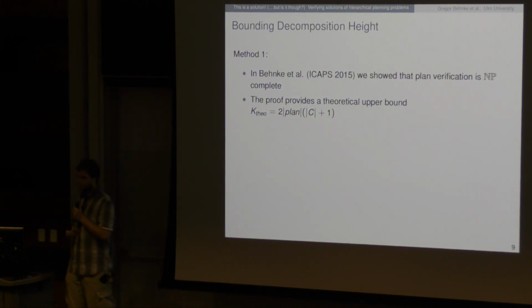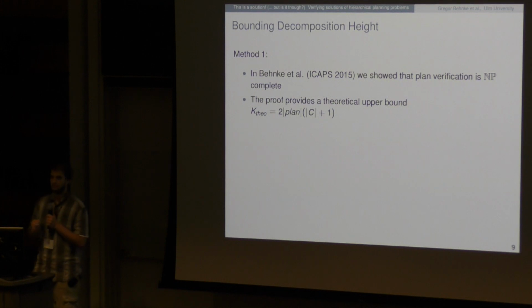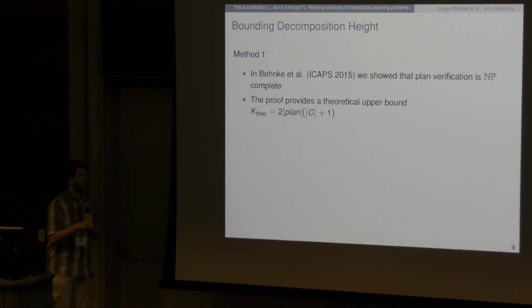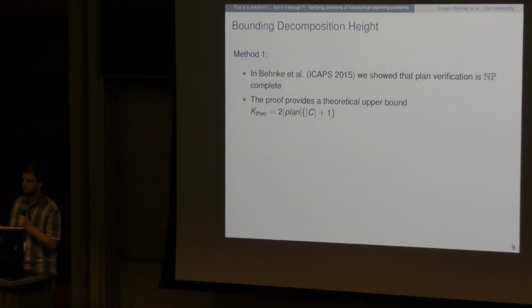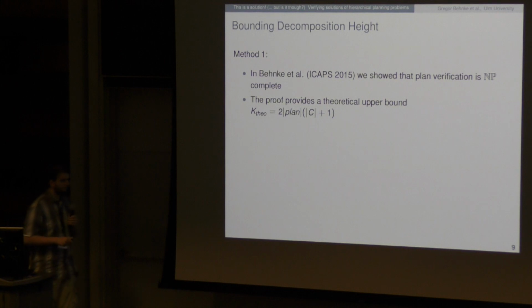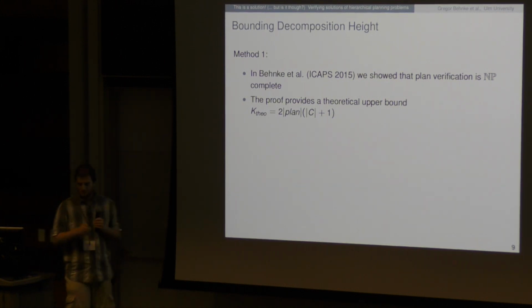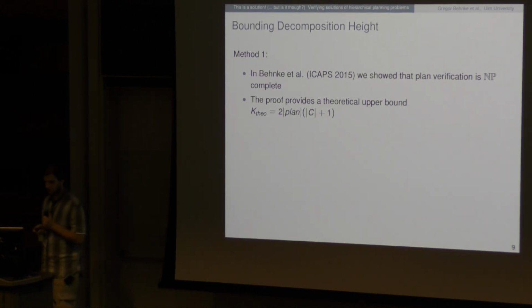The first method is based on the proof technique we use to show that plan verification for hierarchical planning problems is NP-complete. In that proof, there was a lemma contained which actually computed already this bound by a theoretical upper approximation, which is 2 times the length of the plan times the number of abstract tasks in the domain plus 1, which doesn't seem that much.